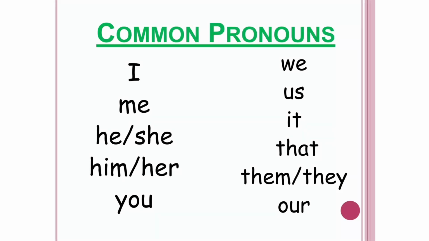For the female, we use she. For the male, we use he. Like instead of Tina, if I say it's Ram, then it will be he. So for the female, it is she, and for the male, it is he. And let me show you the different types of pronouns that are commonly used. So these are our commonly used pronouns like I, me, he, she, him, her, you, we, us, it, that, them, they, our. So some pronouns are used in the singular, some are plural. He we use when we are talking about a male and she for the female.